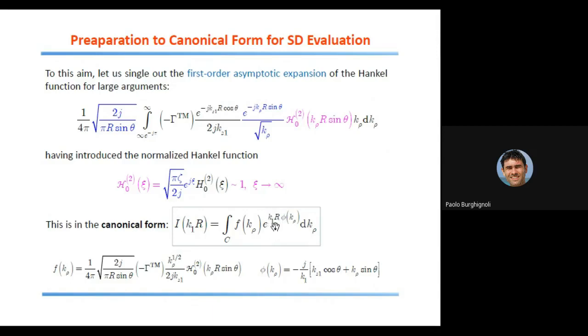And this large parameter multiplies a function phi of k rho. In particular, this function phi of k rho is given by a constant minus j over k1 times kz1 cosine theta plus k rho sine theta, whereas everything else has been put inside the definition of the function f. So here you can see this bunch of things all collected together, including the modified Hankel function. Once we are in this canonical form, we may employ the saddle point or steepest descent method.